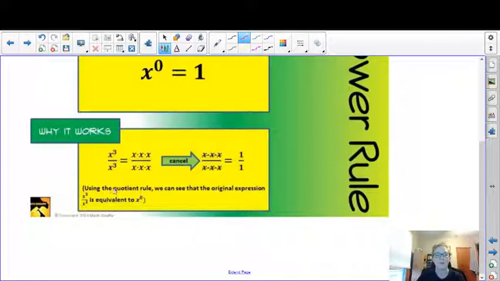And so 1 divided by 1 is 1. Sorry. I don't know why that was such a brain fart, but it was.